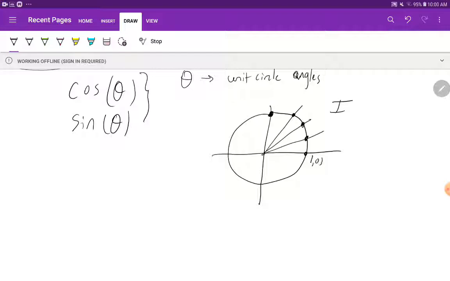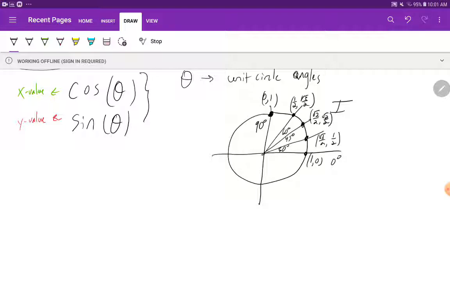So this one is (1, 0). This one is (root 3 over 2, 1 half). This one is (root 2 over 2, root 2 over 2). This one is (1 half, root 3 over 2). And this one is (0, 1). We said that cosine would represent the x value, and sine would represent the y value. I forgot to label these. So this is 0 degrees, 30 degrees, 45 degrees, 60 degrees, and 90 degrees.